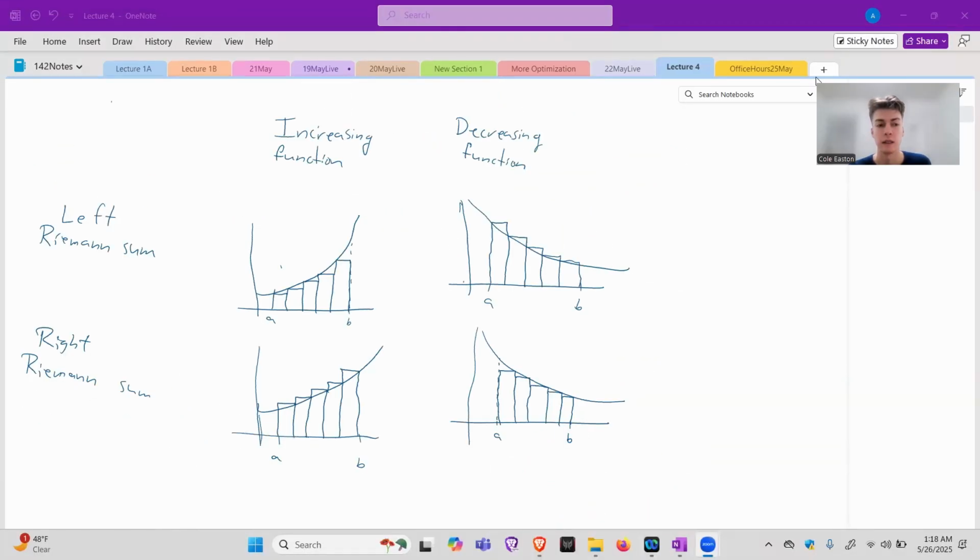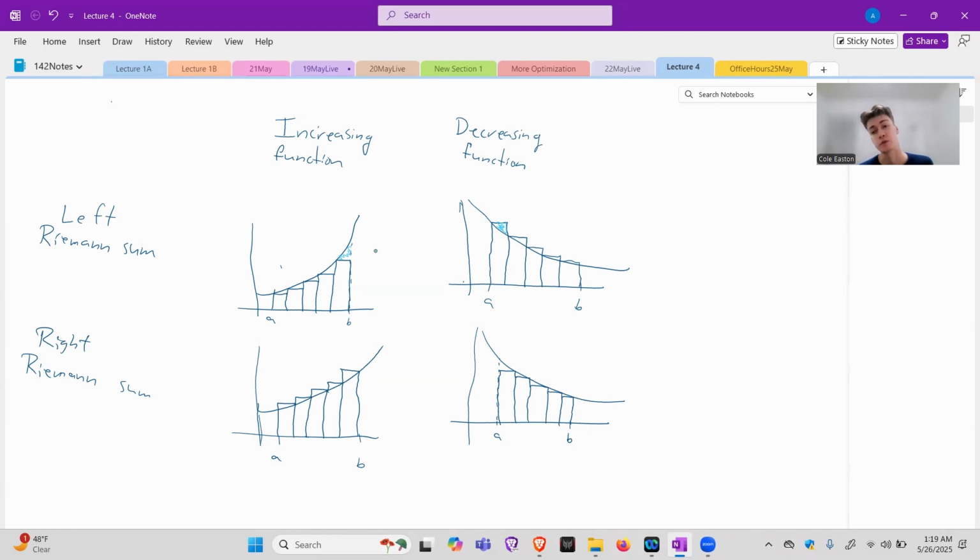Now here we've drawn a left Riemann sum and a right Riemann sum for both an increasing and a decreasing function. Notice that for the left Riemann sum, all of the rectangles are underneath the curve, and so they don't fill up the complete area because there are these little triangles that are not accounted for. Contrast that to a decreasing function with the left Riemann sum. Well, then we overhang the area. We fill up the complete area under the curve between A and B, and our rectangles include these triangles that are in excess of the area under the curve.